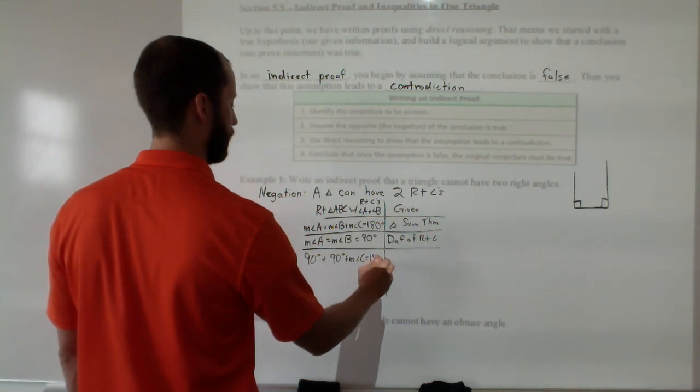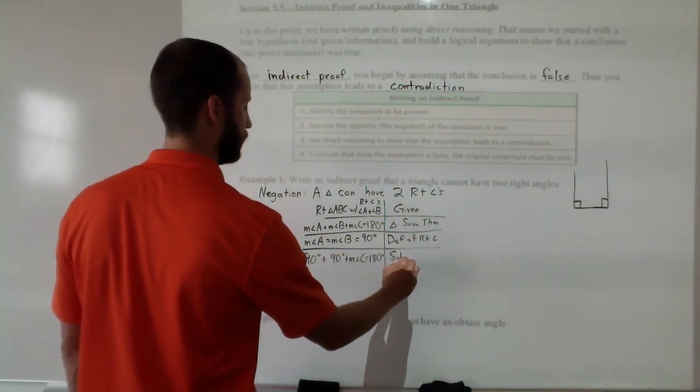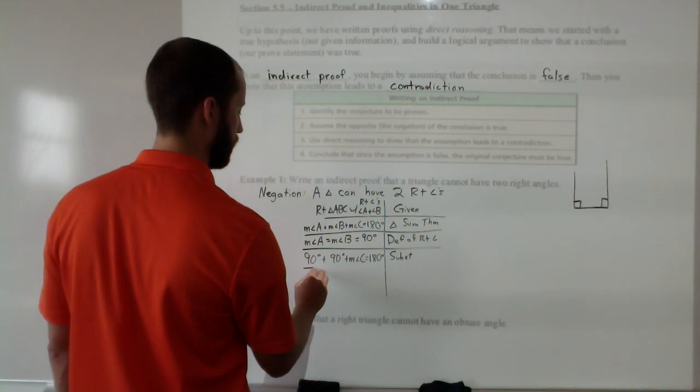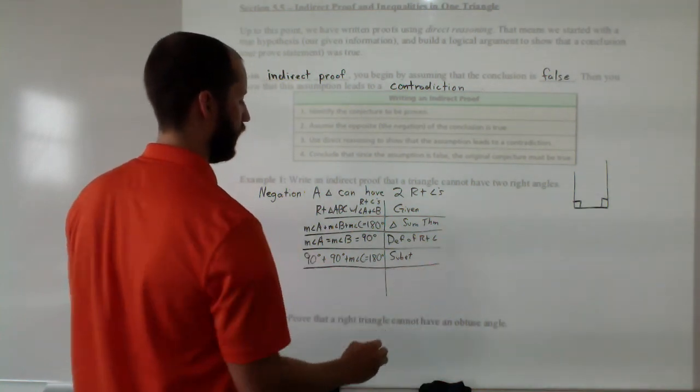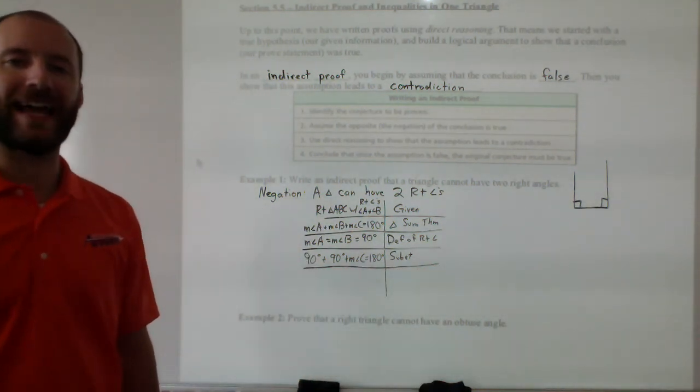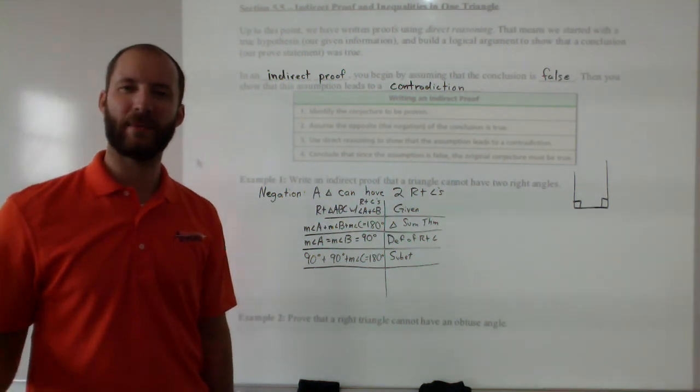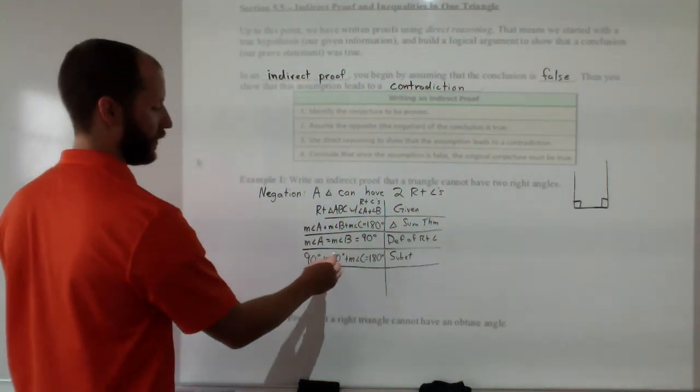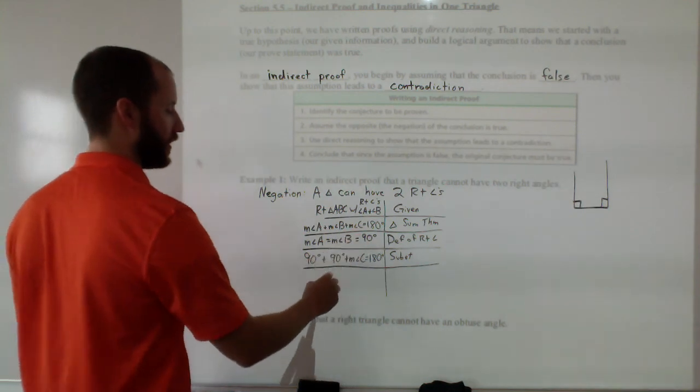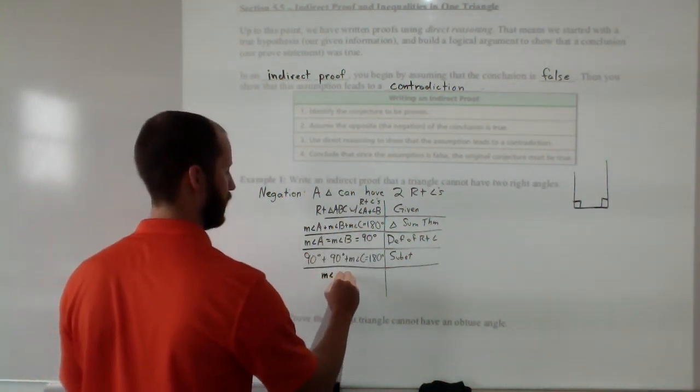We don't know anything about the measure of angle C yet. But based upon the equation we have, what's going to happen to the measure of angle C? Well, we have these two 90s. Let's get rid of them. Let's subtract them from both sides.